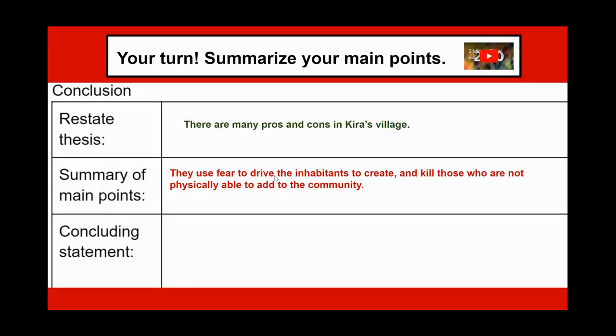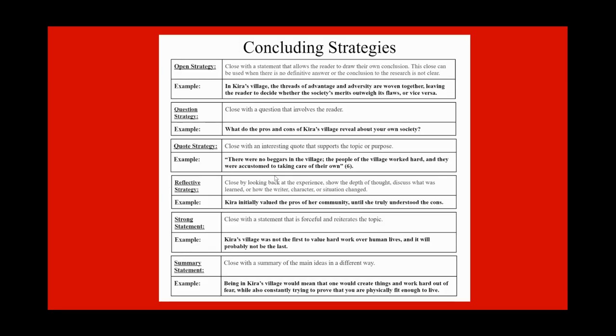Next up, you need a concluding statement that fully ends your paragraph. You should have this on the back side of that red paper that I gave you in class, and these are all of the examples of concluding strategies that you can use to end your paper. You can have an open strategy where you close with a statement that allows the reader to draw their own conclusion. So I said, in Kira's Village, threads of advantage and adversity are woven together, leaving the reader to decide whether the society's merit outweighs its flaws or vice versa. I mentioned pros and I mentioned cons, and I wrapped everything together, letting my reader decide.